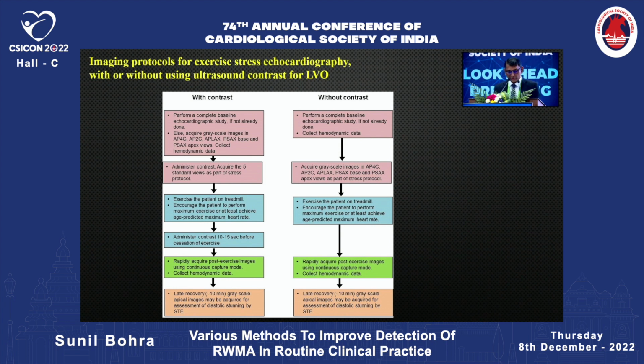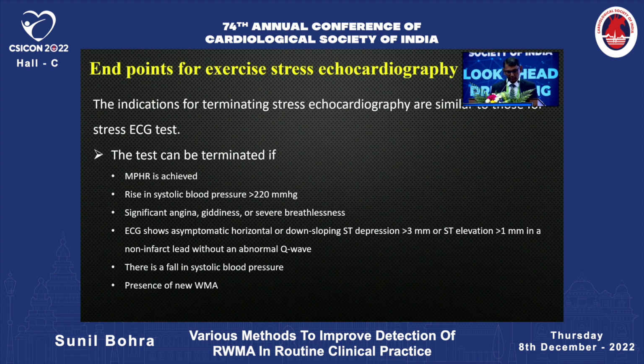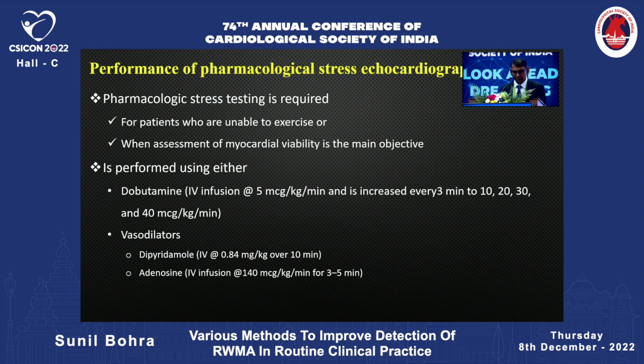But we don't usually follow this. These are the methods or the steps which we use. I'll not go into the details. Endpoints, obviously we need to look at all these endpoints. The most important is to look for the presence of new wall motion abnormality. Pharmacological stress testing is required for patients who cannot exercise or when assessment of myocardial viability is the main objective.